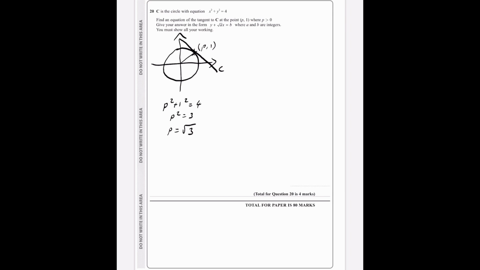We can use that to work out some gradients. So the gradient of the radius, that line that's passing through the centre of the circle up to the point P, is going to be 1 over root 3, and therefore the gradient of our line, which is perpendicular to it, tangent is of course perpendicular to a radius, gradient of our line L is negative reciprocal of 1 over root 3, which is negative root 3.